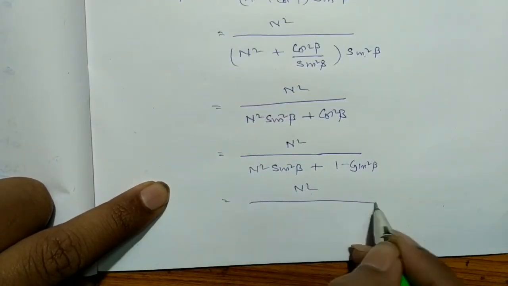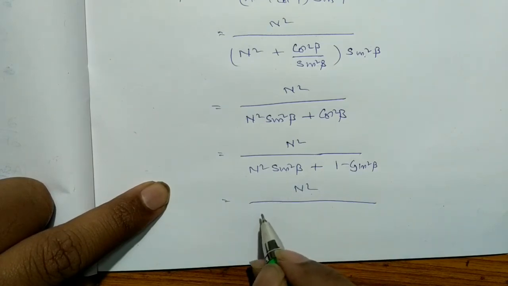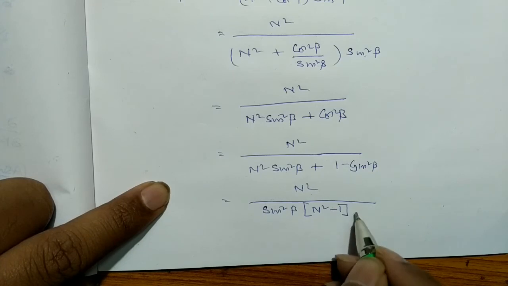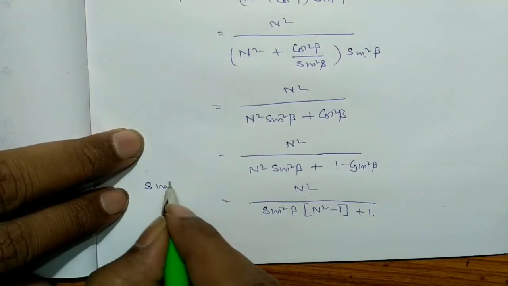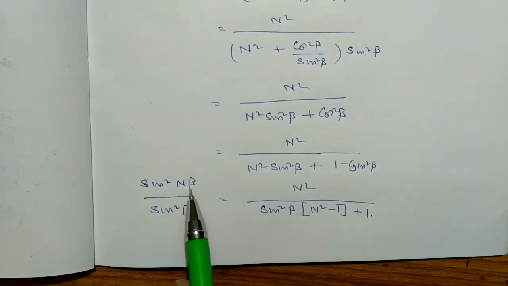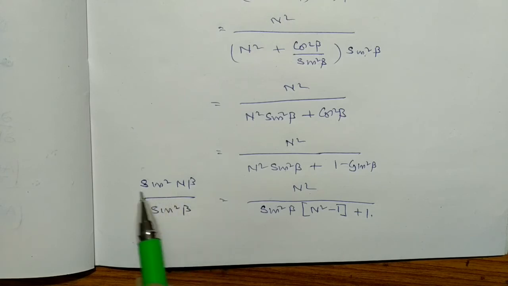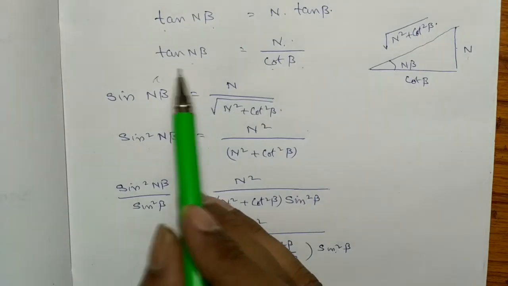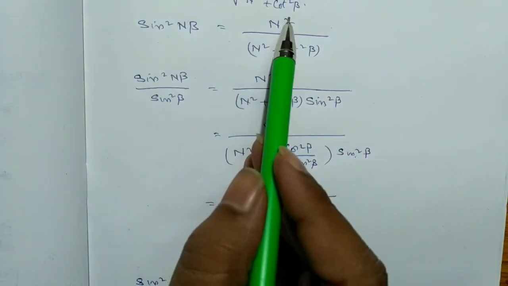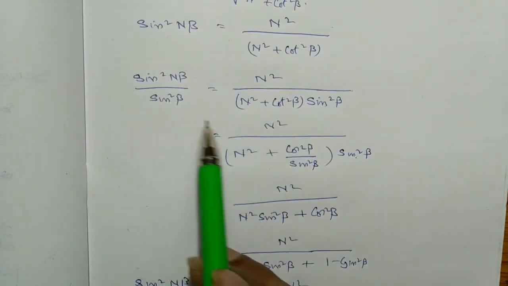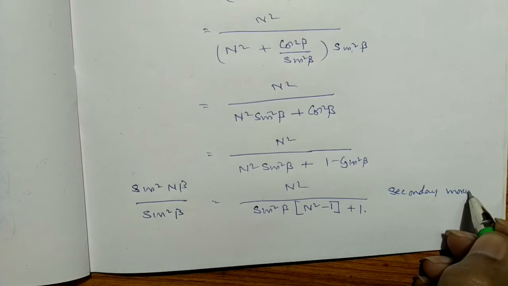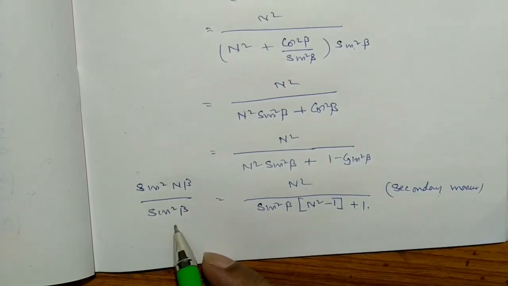Then n² by, if I take sin² β as common factor, sin² β into n² minus 1 plus 1, and this is sin² nβ by sin² β. This is the intensity in terms of sin square, and already we got intensity in terms of tan β. Now I converted this tan β into tan nβ into sin nβ, squared it, and substituted sin² β here. So I got the secondary maxima in terms of sin² nβ by sin² β.